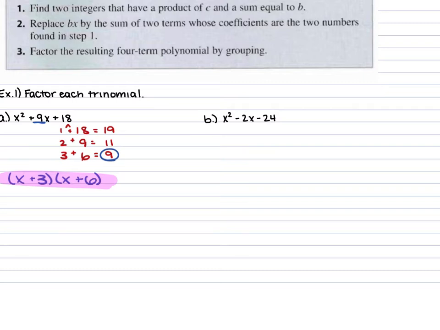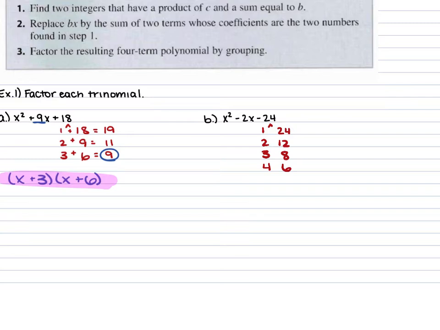For example b, we're given x squared minus 2x minus 24. That 24, you have factors of 1 and 24, 2 and 12, 3 and 8, and 4 and 6. You have to end with a negative when you multiply these. So one of these numbers is going to be negative, one of them is going to be positive. To know which number is going to be negative or positive, you want to look at that b term. That b term is negative, so your bigger number is going to be negative out of your factors.